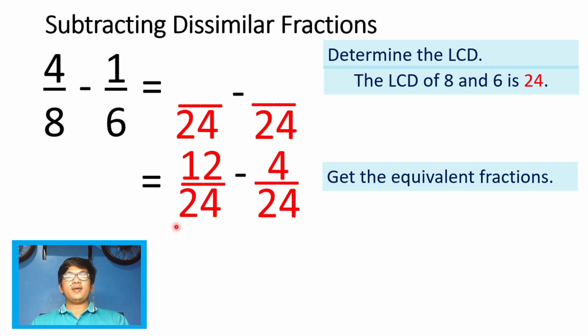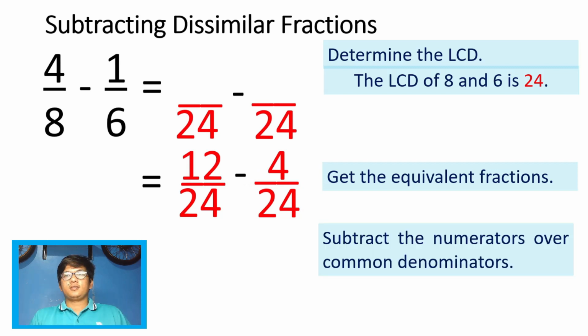Now, the given is already in similar fractions. So we can now subtract 12/24 minus 4/24. Subtract the numerators over common denominators. So 12/24 minus 4/24, we have an answer of 8/24. Now, 8/24 is still reducible to lowest term. So we need to simplify.